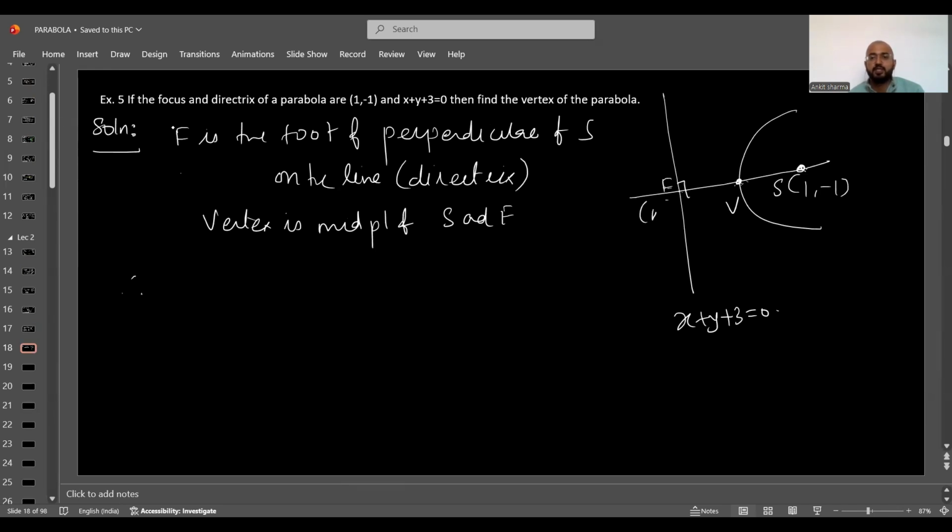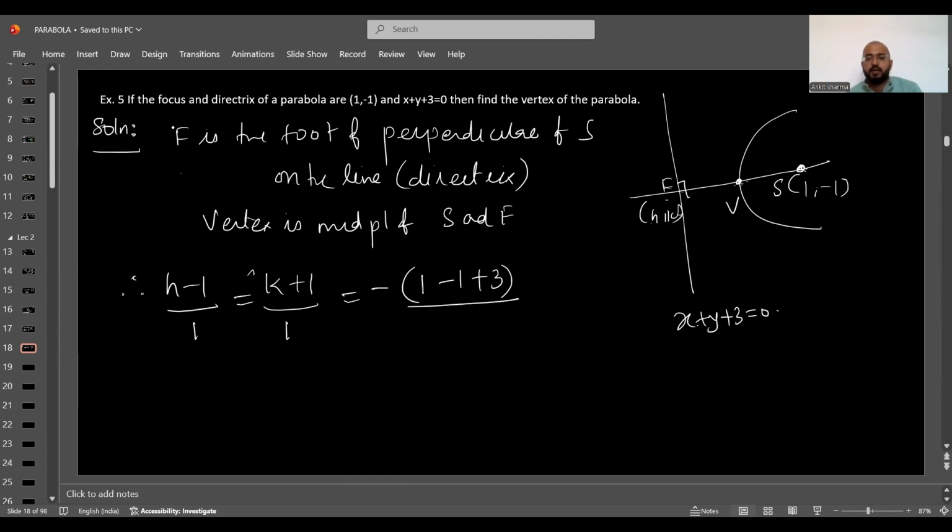Let the foot of perpendicular be (h, k). You must have learned how to find the foot of perpendicular of a point on a line. So this is simply (h minus 1) over the coefficient, which is 1, equal to (k plus 1) over the coefficient of y, which is 1 again, equal to minus of, now just plug in all these points here, 1 minus 1 plus 3 over 1 squared plus 1 squared. So this gives me h minus 1 equal to k plus 1 equal to minus 3 over 2.